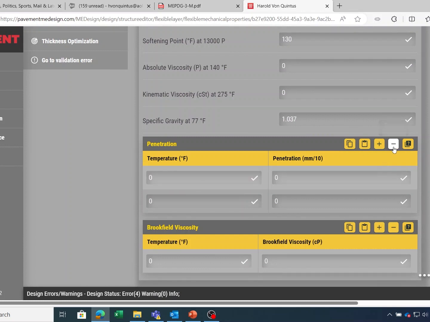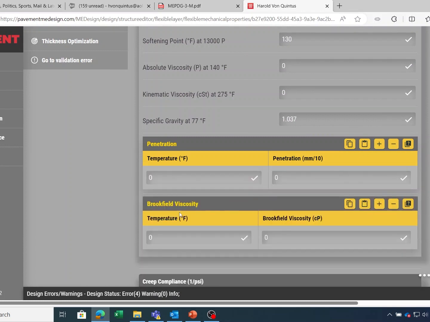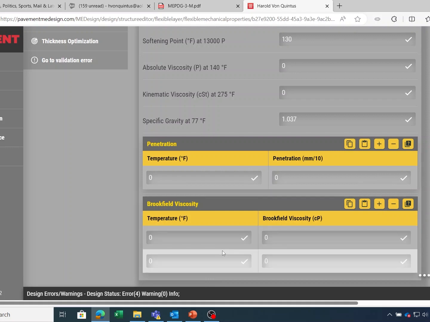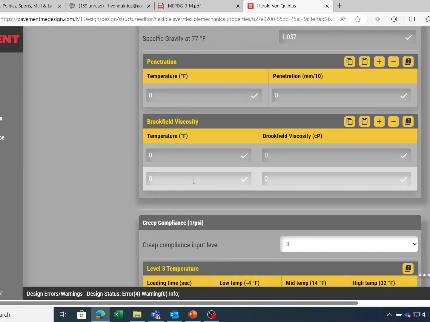The temperature and the penetration of the binder, as well as the Brookfield viscosity. The temperature and the Brookfield viscosity, either one or multiple temperatures of the asphalt binder.